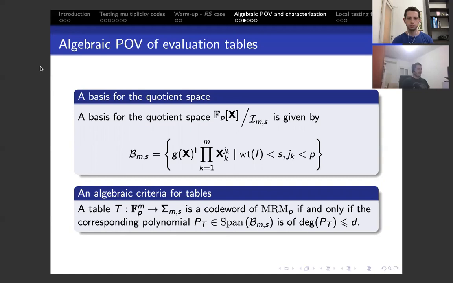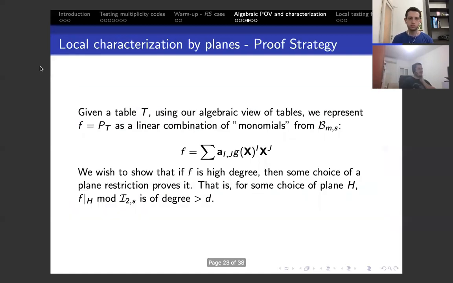And using all we've done here, we can formulate an algebraic criterion for tables. So a table is a codeword of our multiplicity code, if and only if the corresponding polynomial is of degree less than d. Now, given a table T, the way to prove the characterization part is we use our algebraic view of tables and represent it as the polynomials we've seen before.